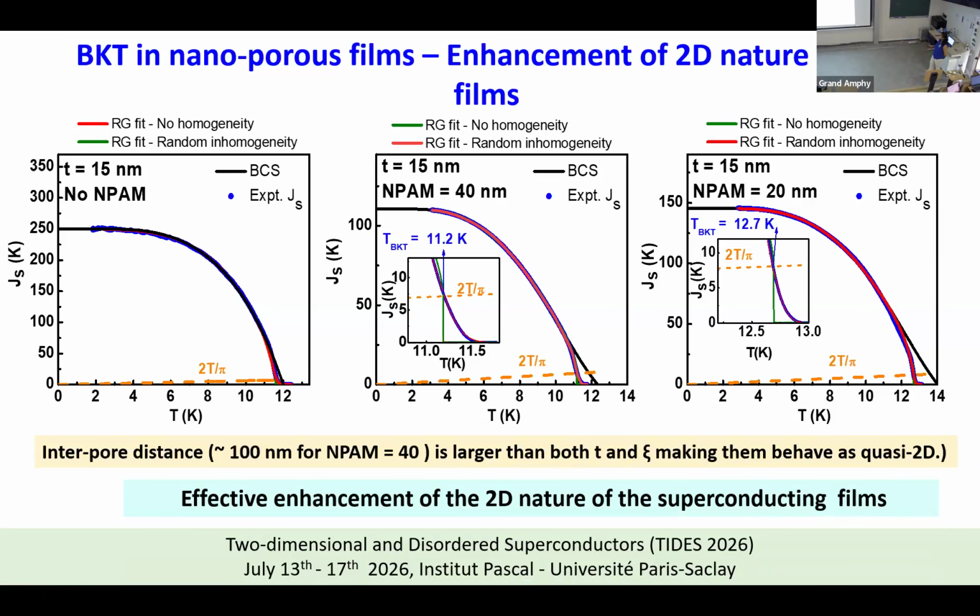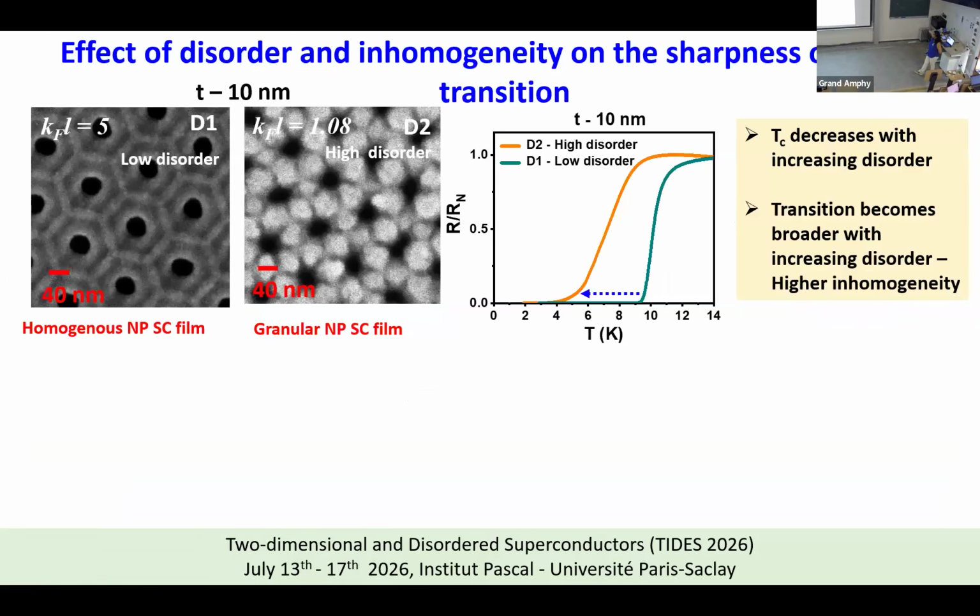And this is probably happening because the films are sitting only on the boundaries of these holes. And the spacing is around 100 nanometer for a pore size of 40 nanometer. So it is much larger than both the thickness and psi, which is around 5 nanometer. So it makes them behave in the quasi-2D regime. So this was one part of the work.